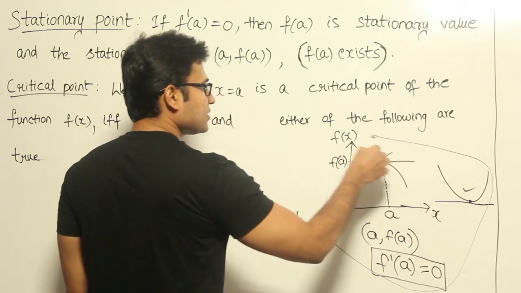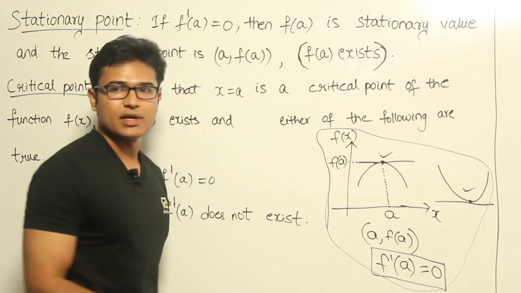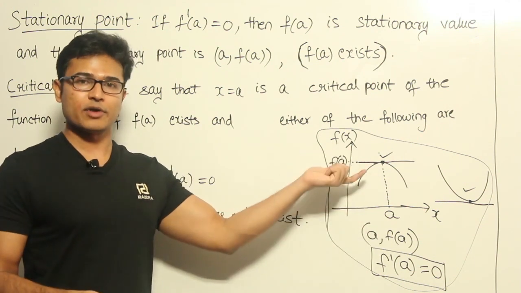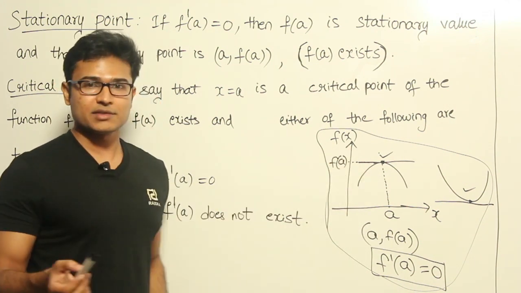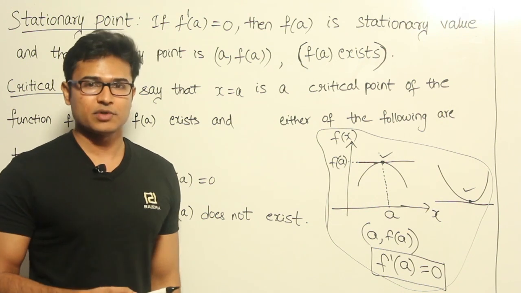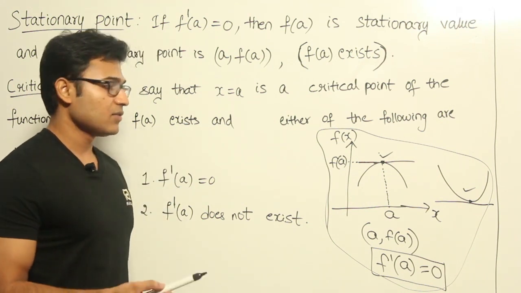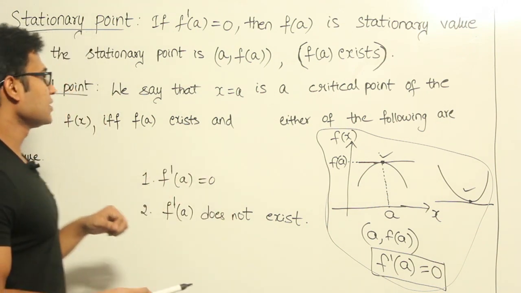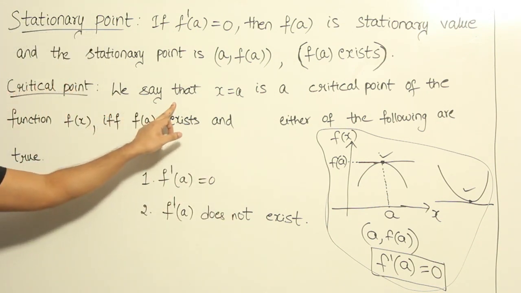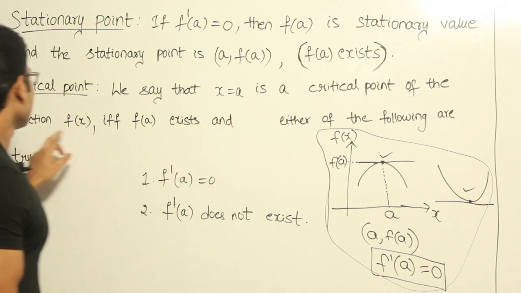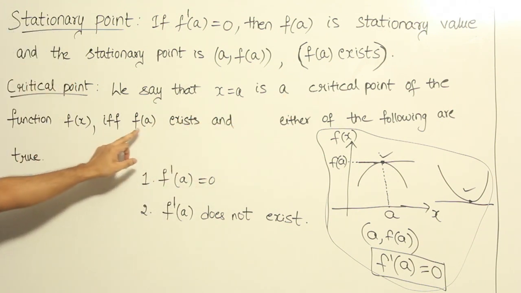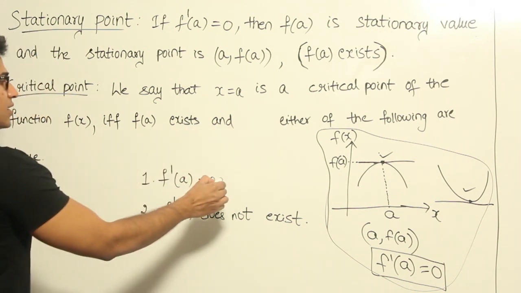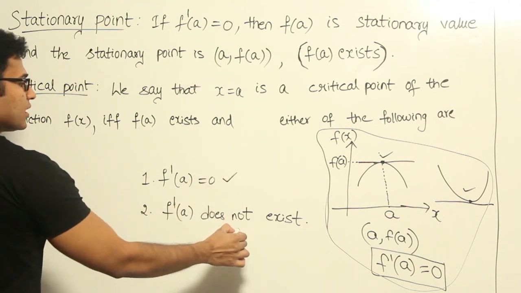Sometimes what happens is there is one more point which is called the critical point, and according to the definition of critical point, every stationary point also happens to be a critical point, and so in the questions, instead of asking about a stationary point, they are sometimes asking about the critical point. The reason is every stationary point is going to be a critical point. Now if you look at the definition of the critical point, you will understand that. We say that x equal to a is a critical point of the function f of x if f of a exists and either of the following are true: f dash of a equal to 0 or f dash of a does not exist.